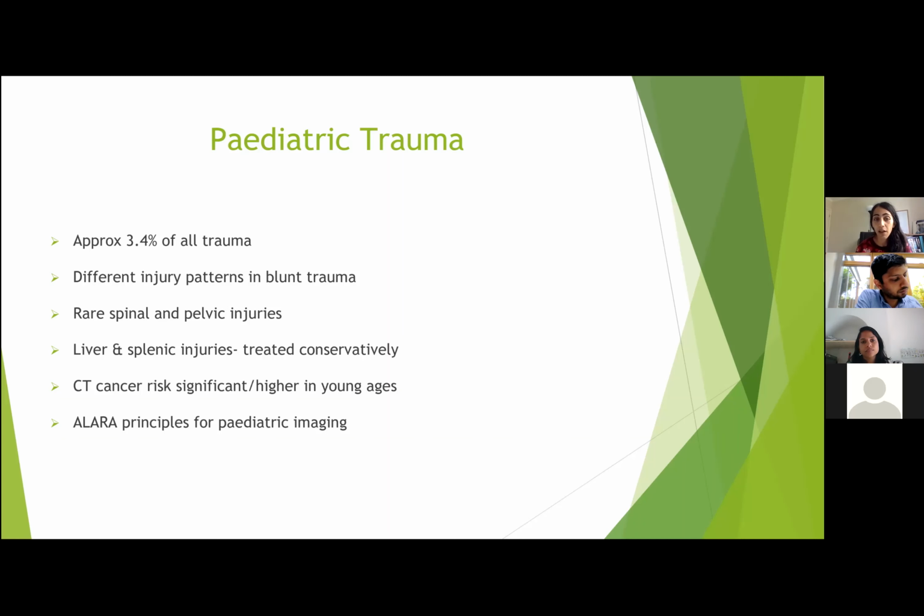Spinal and pelvic injuries are rare. Liver and splenic injuries are common, but they're treated conservatively. Even grade 4 renal lacerations, splenic lacerations, you don't always have to rush the child to theatre unless they're haemodynamically unstable. But they do need to be in the correct centre. You do want these children to be somewhere where you've got paediatric surgeons, which is what we were just discussing in the presentation before. Because children have radiosensitive tissues, the CT cancer risk is significantly higher, so we're going to talk about why you should use the ALARA principle.